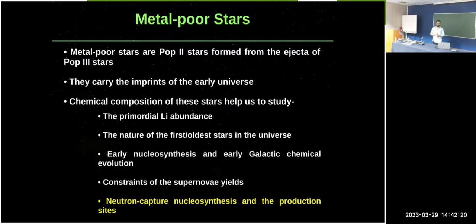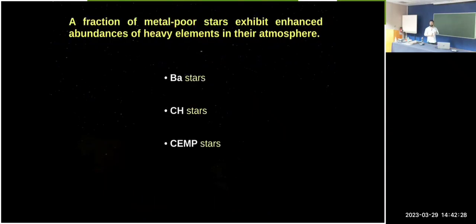And most importantly, by studying the chemical composition of metal poor stars, we can try to understand neutron capture nucleosynthesis and their production sites, because a large fraction of metal poor stars show enhancement of heavy elements. By the term heavy elements, I mean the elements which are heavier than iron. So three such types of stars are barium stars, which are enhanced in s-process elements, CH stars, which are enhanced in s-process elements and carbon, and CEMP stars, or carbon enhanced metal poor stars.